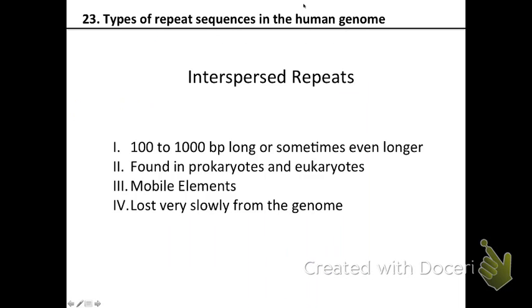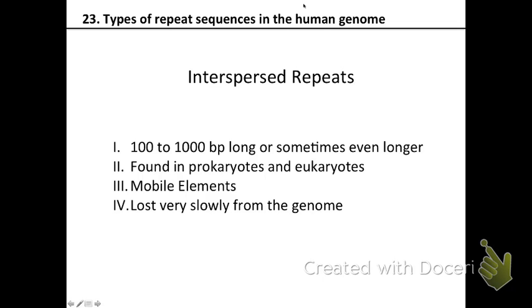Any questions about this? No. Okay, so these are short repeats, the simple repeats. There are longer repeats. These are called interspersed repeats. They are 100 to 1,000 base pairs long, sometimes even longer. They're found in prokaryotes and eukaryotes everywhere.